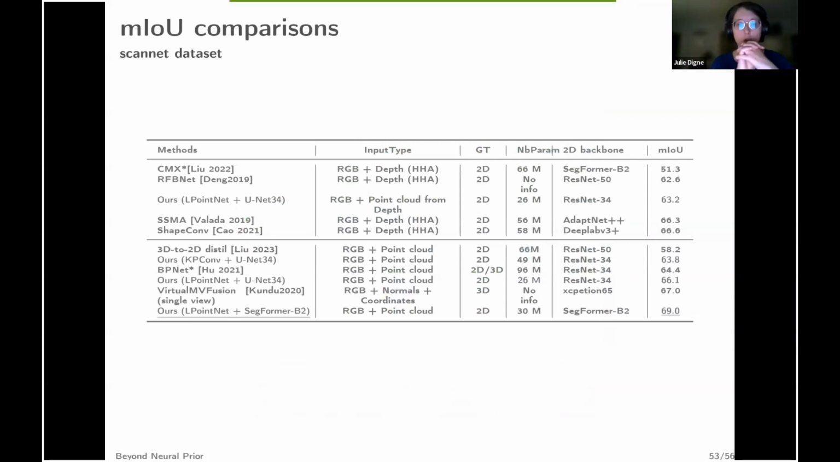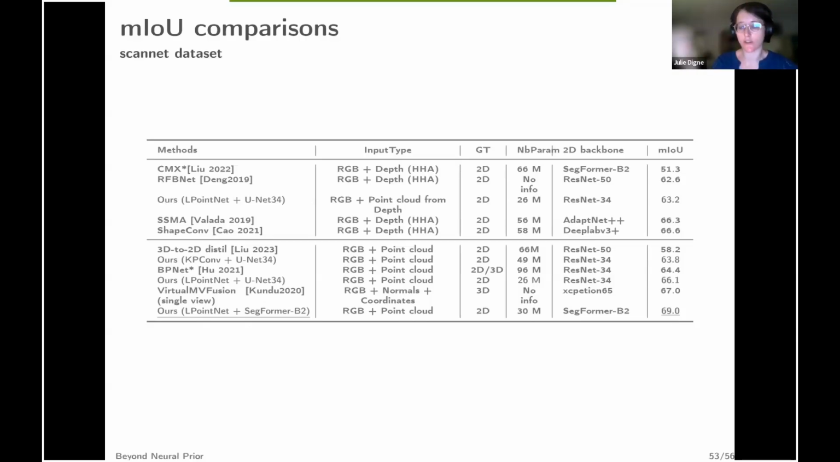So here is a set of comparisons with several methods. Here you can see that even using PointNet with UNet 34 on a point cloud, which is just the depth image, improves the average intersection over union. And if we use our best PointNet with a much better 2D network, then we get a higher average intersection over union. That's also on the ScanNet dataset.